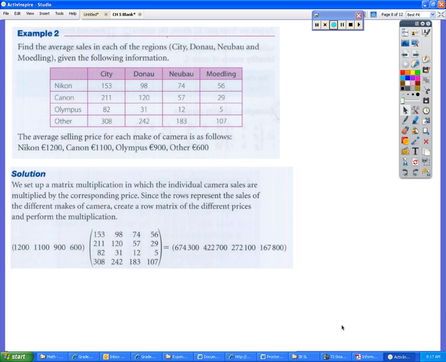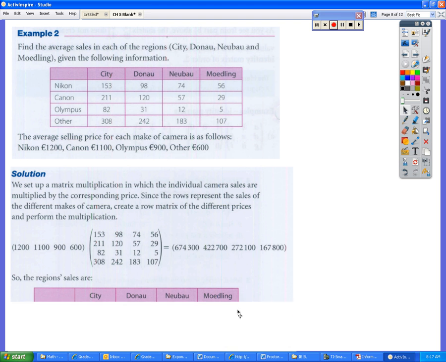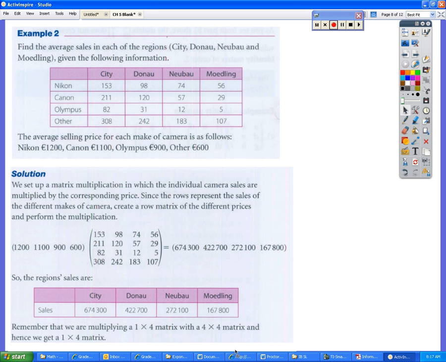You're going to multiply the prices by that entire matrix, and I have the results right here. So the total sales for each would be the values given in the last table. So that's an example of why you would use matrix multiplication.